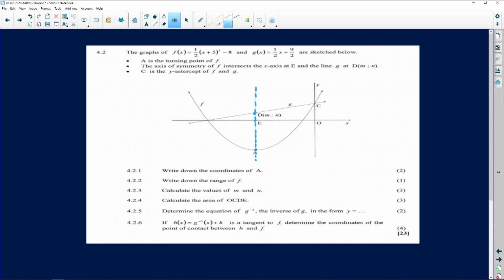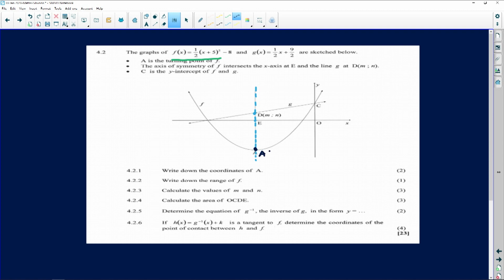C is the y-intercept of f and g, which means the graphs of f and g share the same y-intercept, okay? Very important information. Right. Now, from what is given to us, before we even look at the questions, there's a lot of things that you need to know about the defining equation of the graph of f, which is a parabola, and the straight line g of x, which is half x plus 9 over 2. For example, if I look at the parabola alone, this part, the f of x graph, the number 5 and the number -8 are important numbers, right? They, in fact, give you the coordinates of the turning point. So these are some of the things that you need to know before you even start answering the question.